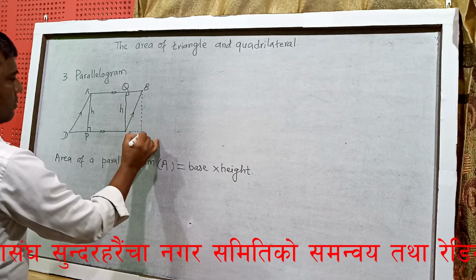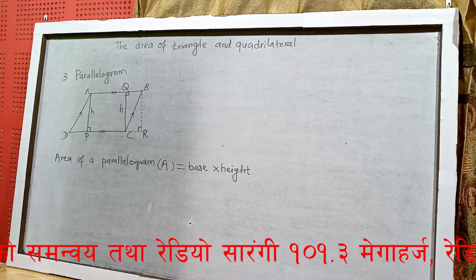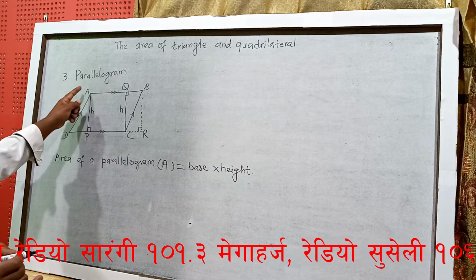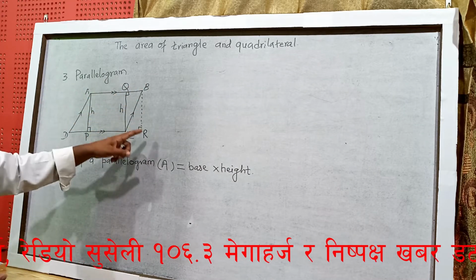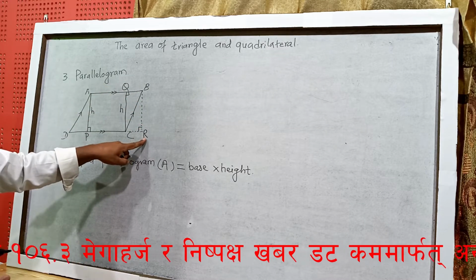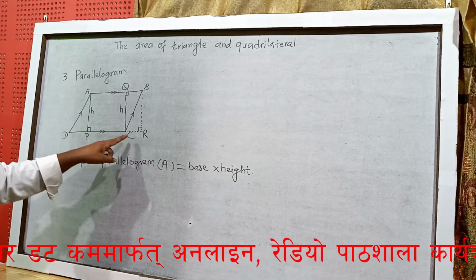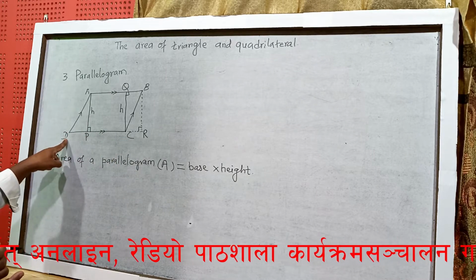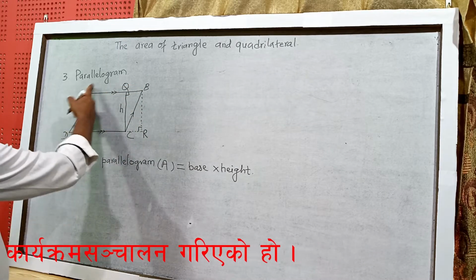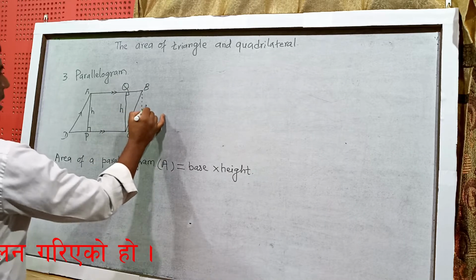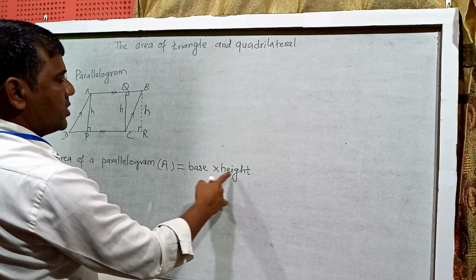BR is the height of parallelogram ABCD, because this BR is perpendicular from B to the side CD. So CD is the base and BR is the height of parallelogram ABCD. So area of a parallelogram A equals base into height.